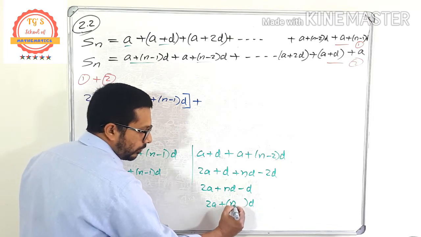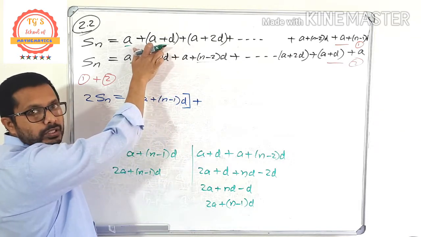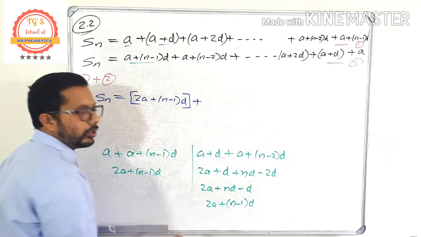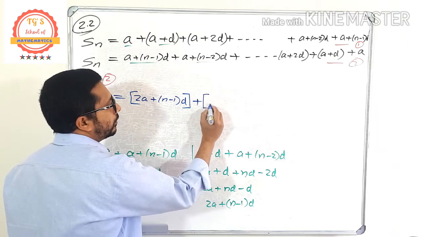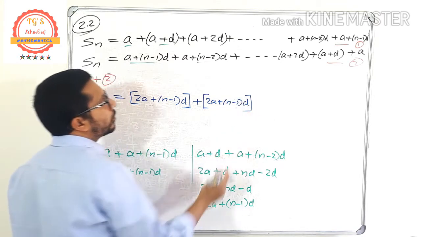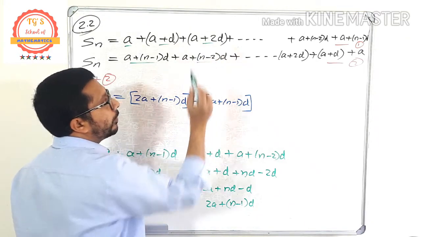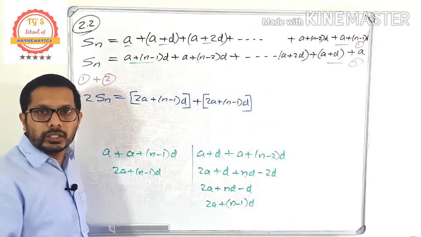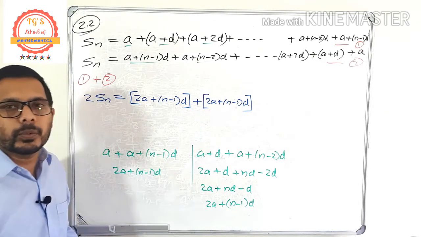N minus 1. So it means that if you add the second term of the first equation and the second term of the second equation, there also you are getting 2a plus n minus 1 into d. Same applies, you can try by yourself. If I add the third term of the first equation and the third term of the second equation, you will get the same one, 2a plus n minus 1 into d. When you get time, you can check that one.